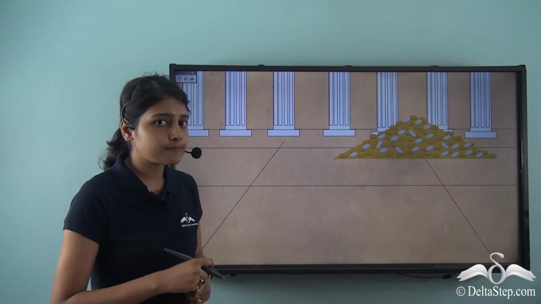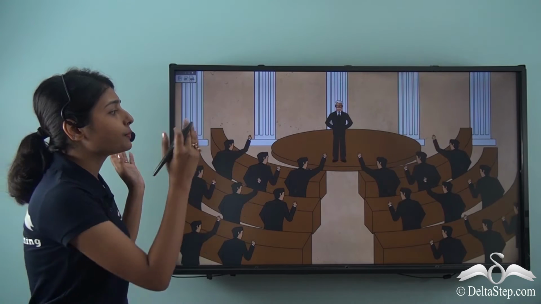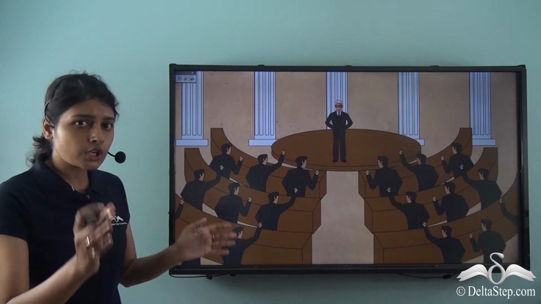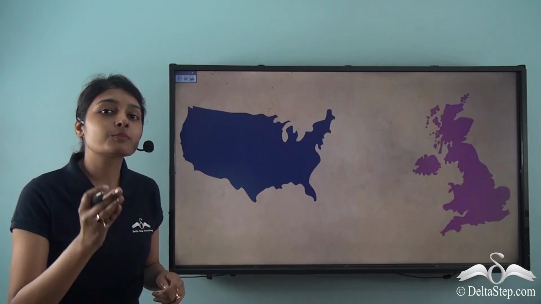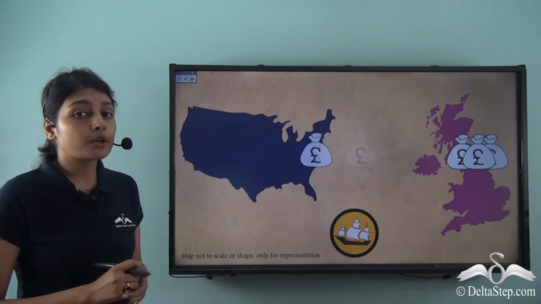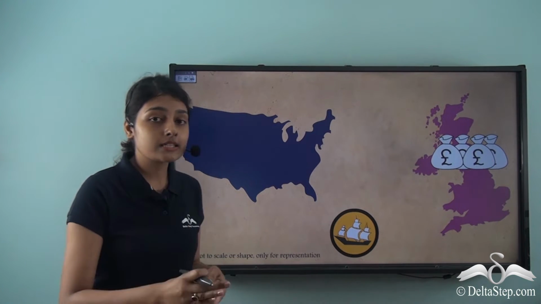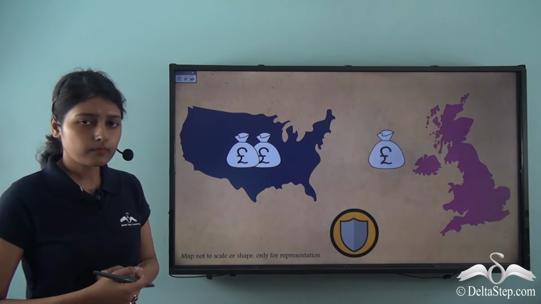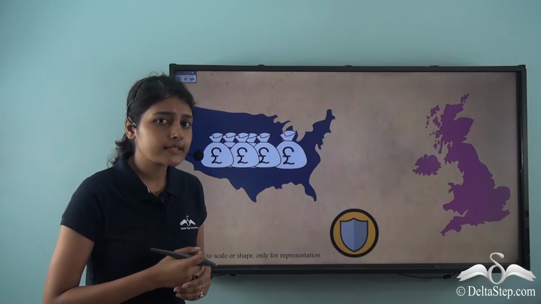What did this cause? This caused huge political upheaval in the British Parliament. It was at this juncture that the British Parliament realized that the amount it got from trading with the New World colonies was much less when compared to the amount it needed to defend its colonies in the New World, as you can see. What was the outcome of this?